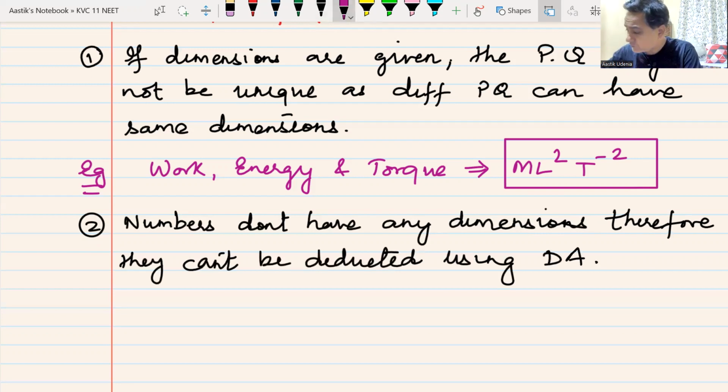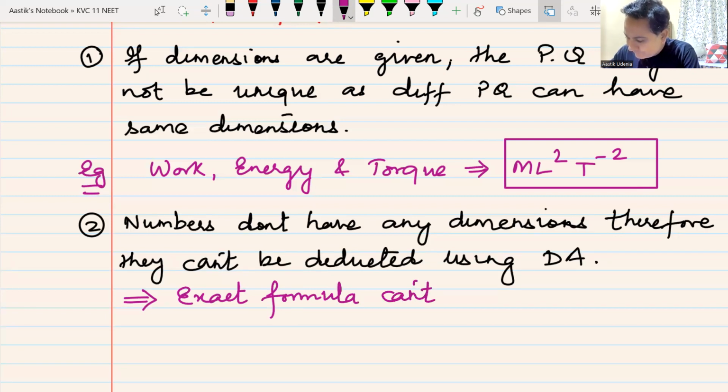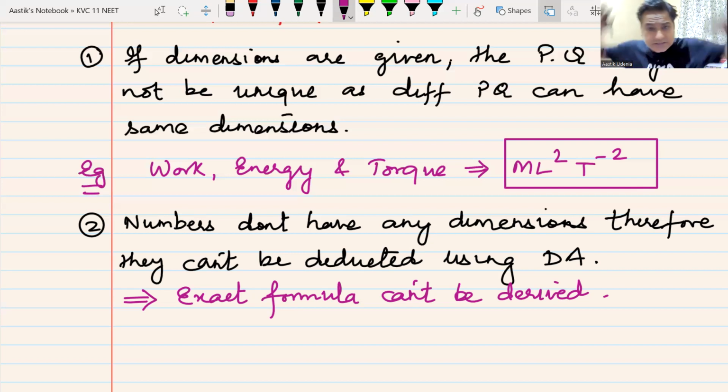For example, this implies that the exact formula can't be derived. We had seen that using dimensional analysis, point number 4, we can find out a rough formula. We can only find out that rough formula, and we cannot find out the exact formula because numbers don't have dimension. Do we understand this?